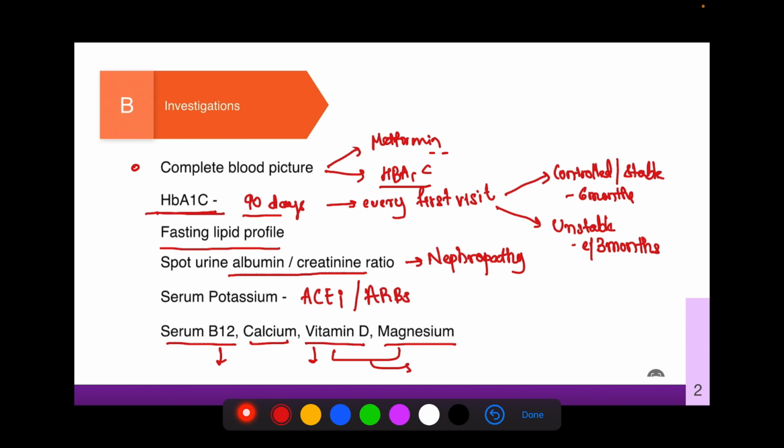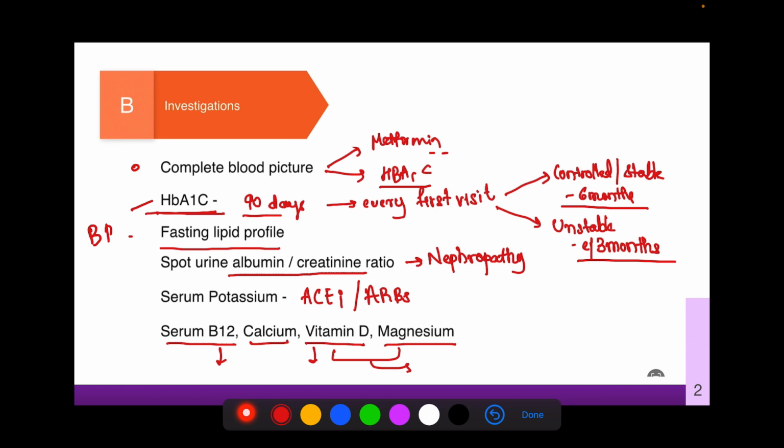You get HbA1c done in the first visit. As and when the patient is diagnosed with diabetes, get HbA1c done. If the HbA1c is stable, then you can repeat it after 6 months. If the HbA1c level is fluctuating, like increasing, decreasing, then get it done every 3 months. Then screen for associated conditions. Check the patient's BP and fasting lipid profile.